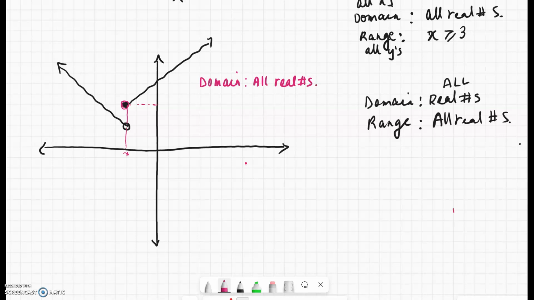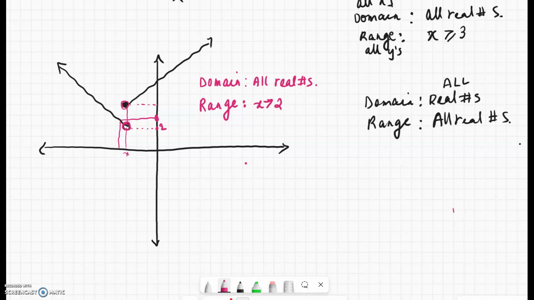Now, what's the range of this function? Every x that I plug in is going to give me a y. But notice that I cannot go below this point. And this is a hole. So my range, that is all the possible y's, has to be strictly greater than whatever this number is. Let's say it's a 2. It's greater than 2. I cannot say equal to 2 because it's a hole and not a dot.